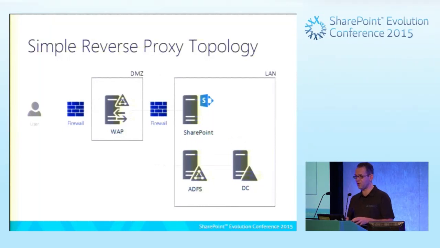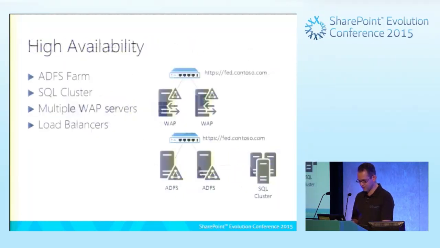Now, it's a very simple topology, and more or less the one I'm going to use in my demonstration. You've got your user on the internet, you've got a firewall, and you have to use a firewall still. Don't put your web application proxy on the internet directly. So use at least two firewalls. I've put my web application proxy in the DMZ. I've put my other boxes in the LAN. You will see that there are two configurations possible. So it's a very simple setup, and it also reflects what I'm doing in my lab for my demo.